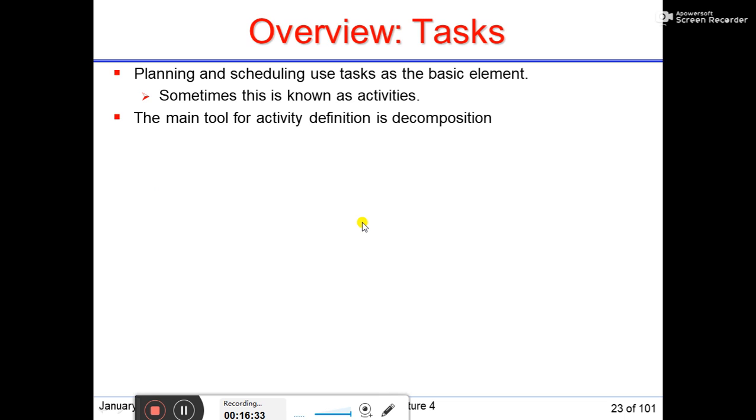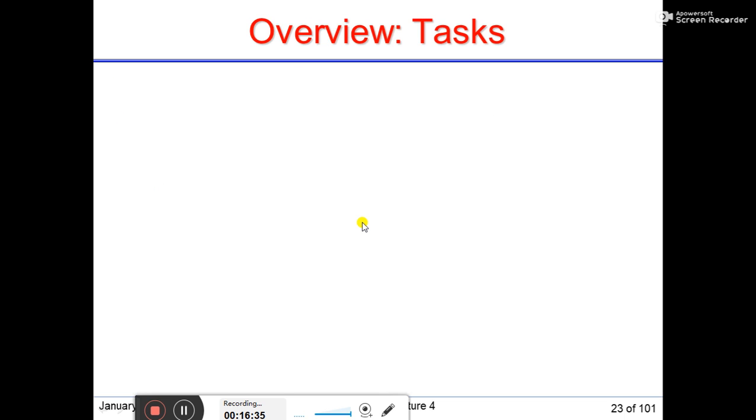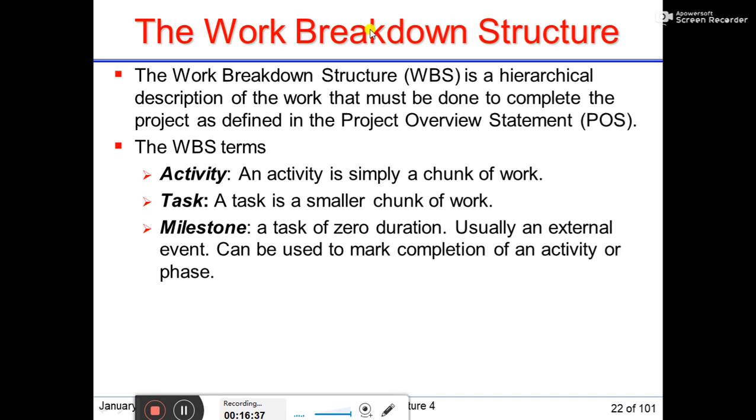We'll go into the details of this WBS process, and the maximum part of these slides will be covered through WBS, and we'll go into detail one by one.